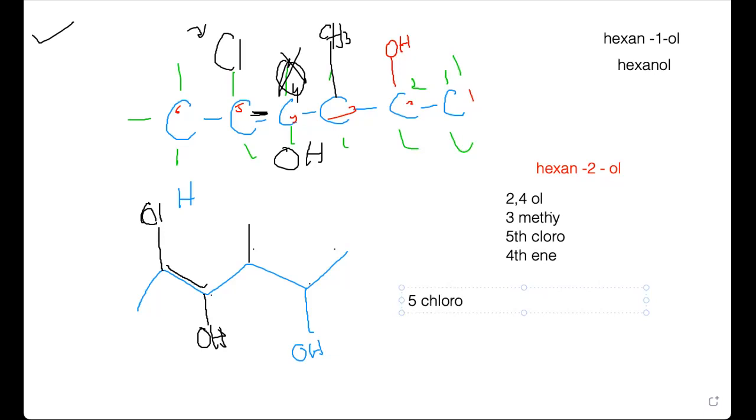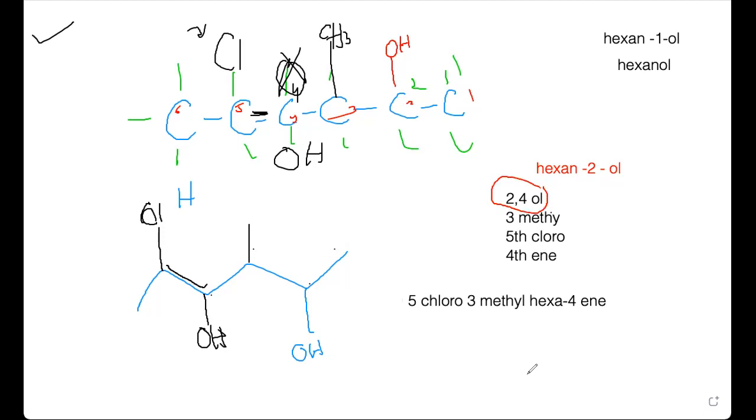Then we have 3-methyl. This is 1, 2, 3, 4, 5, 6, hexene. Hexa 4-ene. Okay, what about the alcohol group? One thing is still remaining, and we have to mention that here. See, we haven't mentioned this 2,4-ol.